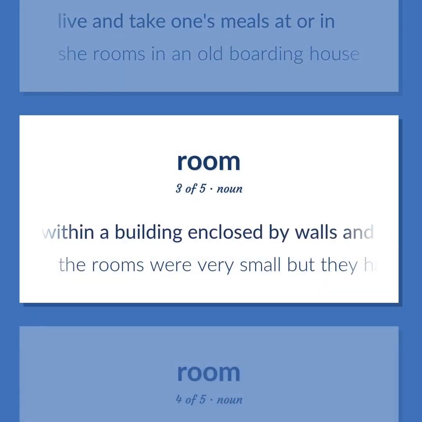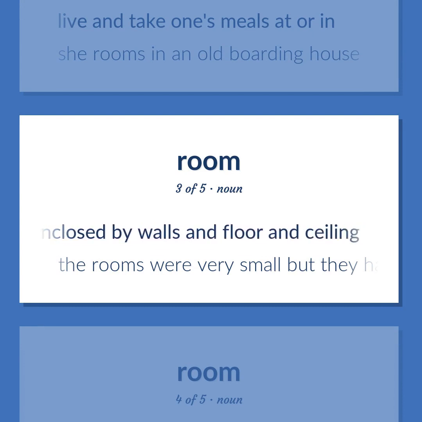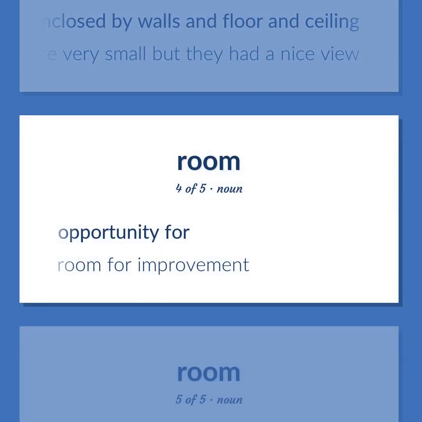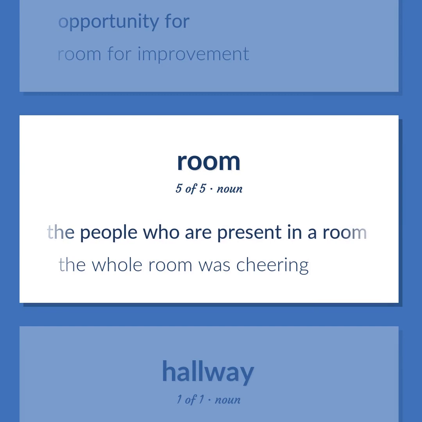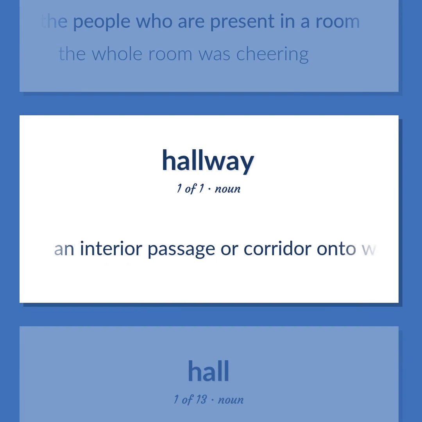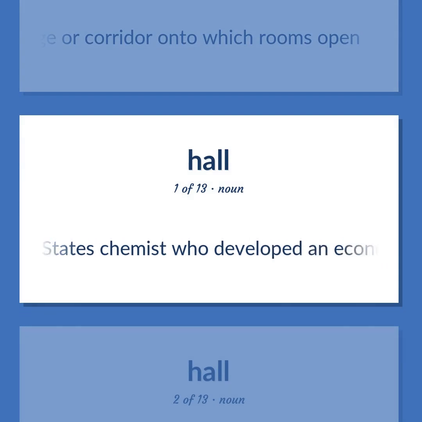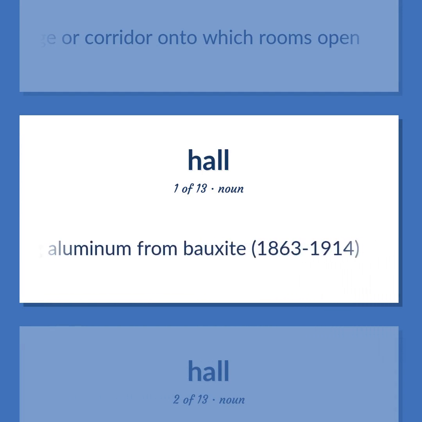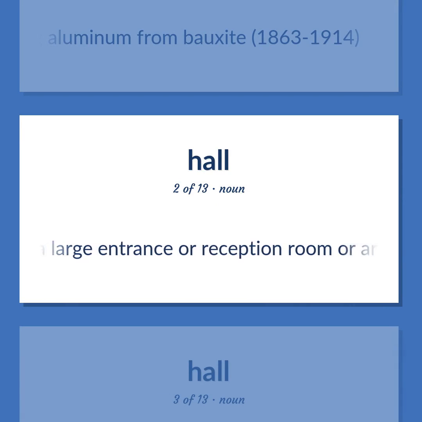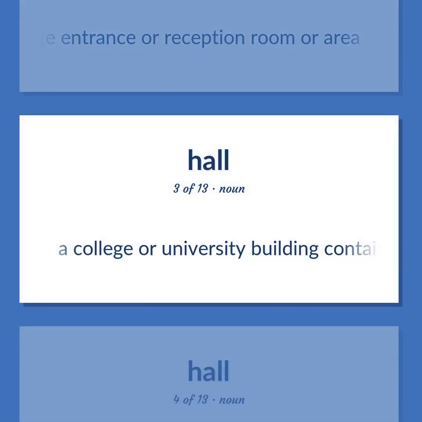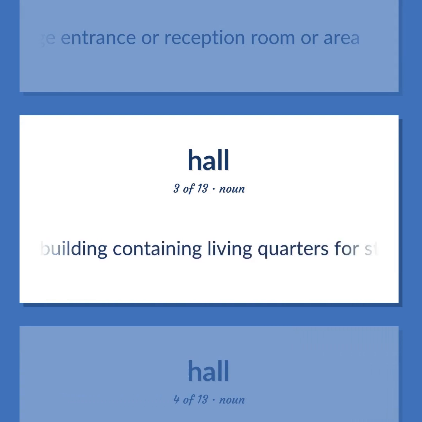An area within a building enclosed by walls and floor and ceiling. The rooms were very small but they had a nice view. Opportunity for. Room for improvement. The people who were present in a room. The whole room was cheering. An interior passage or corridor onto which rooms open. United States chemist who developed an economical method of producing aluminum from bauxite, 1863 to 1914. A large entrance or reception room or area. A college or university building containing living quarters for students.